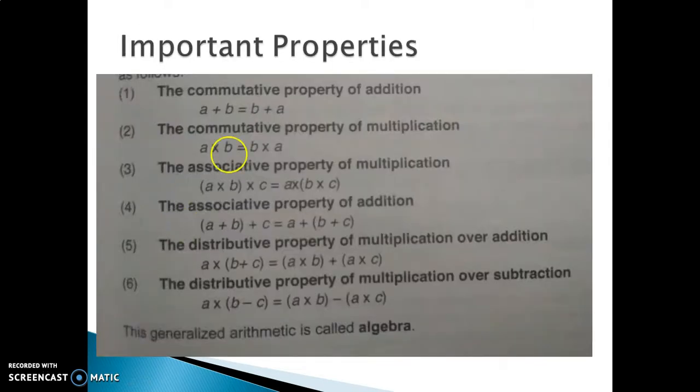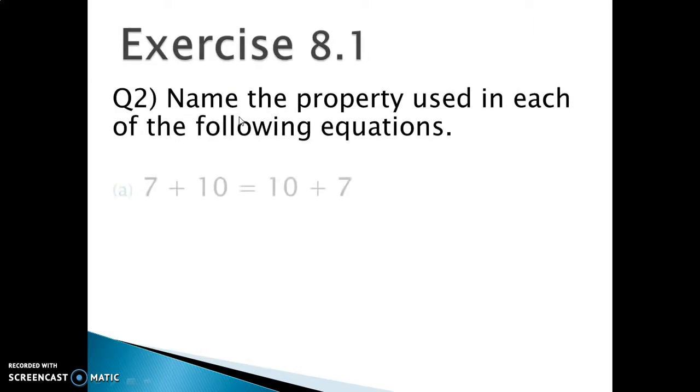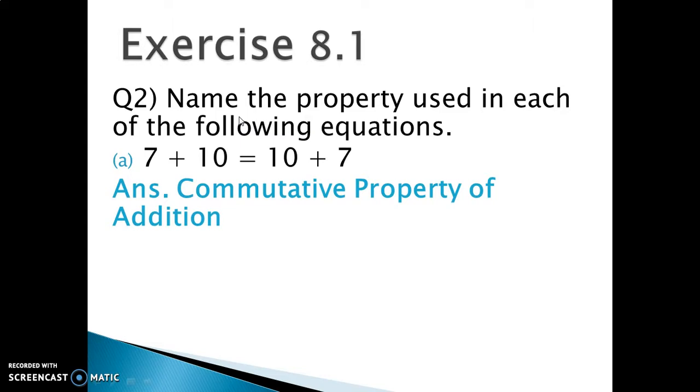This is the general equation of the commutative property. It is like a plus b is equal to b plus a, which is similar to the question 7 plus 10 is equal to 10 plus 7. So for the answer you have to write commutative property of addition. Now let us move on to another question, which is question number 4 of your textbook.